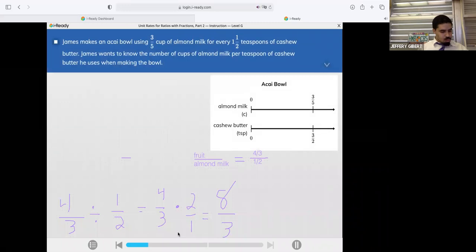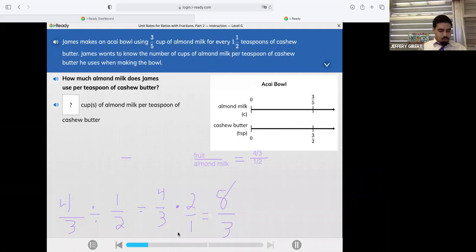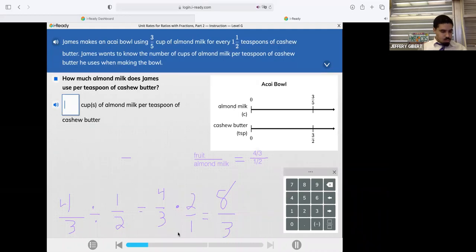James makes an acai bowl using 3/5 cup of almond milk for every 1 1/2 teaspoons of cashew butter. James wants to know the number of cups of almond milk per teaspoon of cashew butter he uses when making the bowl. How much almond milk does James use per teaspoon of cashew butter?